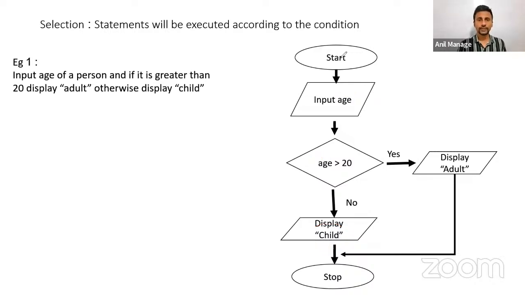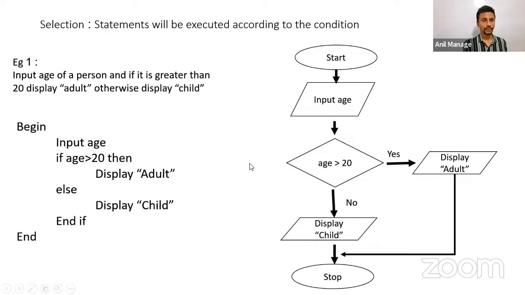So this is the selection part. So pseudocode also, you can see now: input age. If age greater than 20, then display adult, else display child, end if. Now, most of the students have missed this part, right? Don't miss this part, then you don't get marks, right? If age greater than 20, then the word then is compulsory here, right? Then else, display child, end if. Else is just like the no pattern.